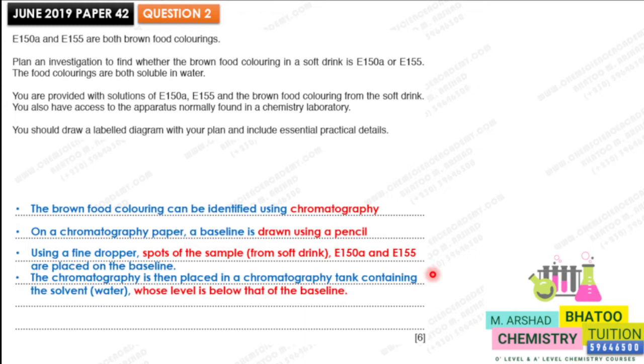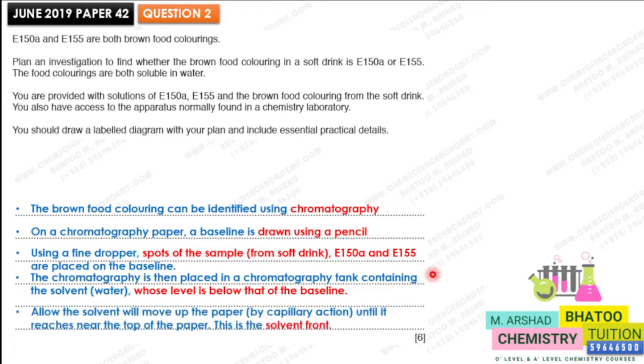Allow the chromatography solution and the chromatography paper to develop. Yes. And then until we stop. When the solvent moves up the paper, when the solvent reaches near to the top of the paper, this is where you remove the chromatography paper. This is what we call the solvent front. When the solvent moves up the paper by capillary action, it reaches near to the top of the paper. We remove the paper now, and we draw a line to it. We call this the solvent front.